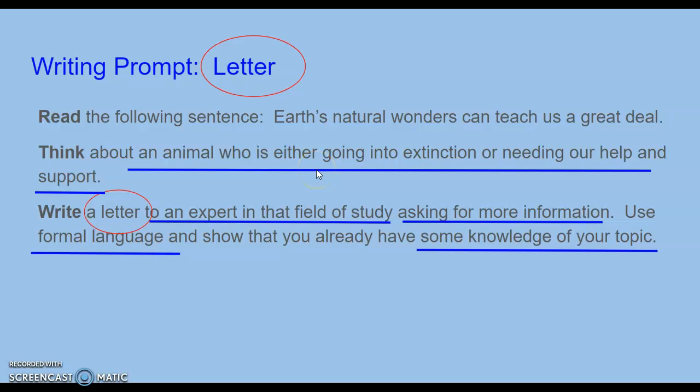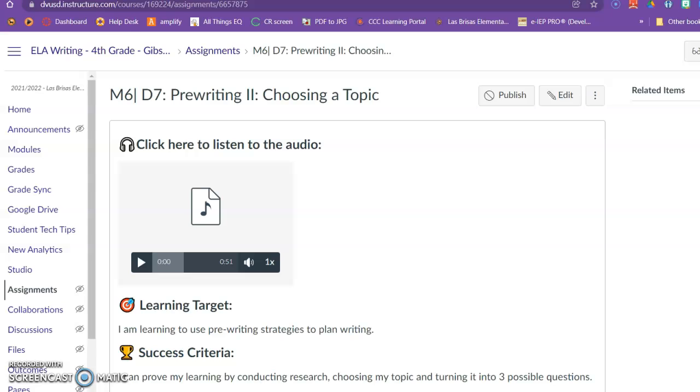We are going to be writing about an animal who's going into extinction or needing our help, writing to an expert in that field of study, asking them for more information, using some of the knowledge that we already know about this, so we need to do some research first, and we are going to be using formal language. So making sure that we are writing to somebody that is a business person. We are not writing to a friend, so we're not using language like LOL and yo, what's up. We need to use formal language in our letter.